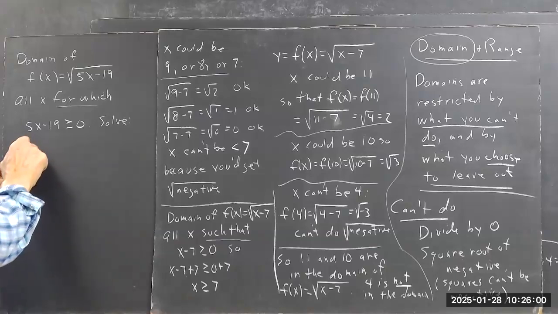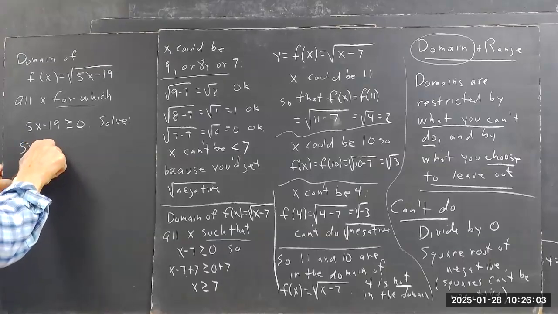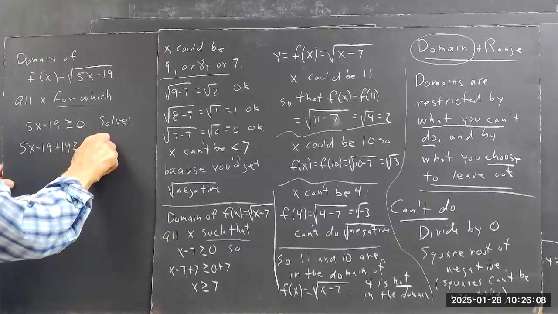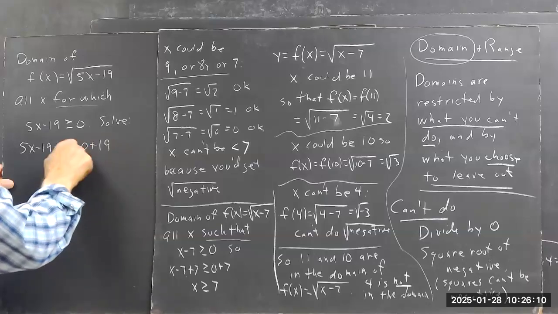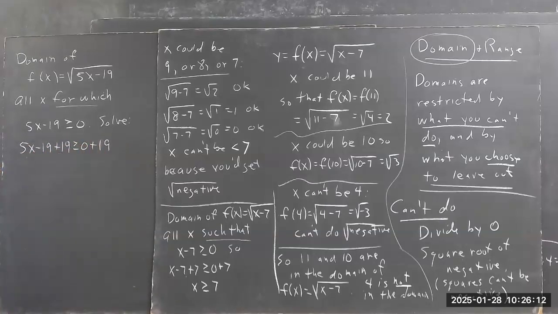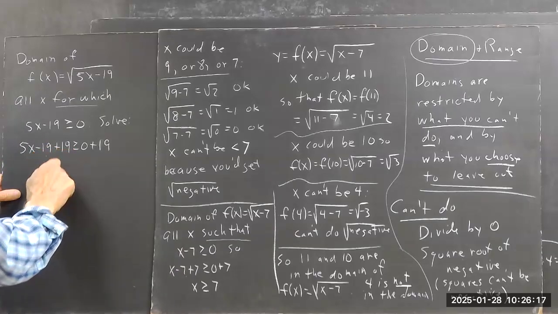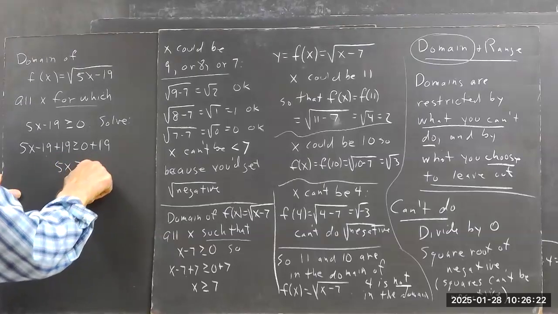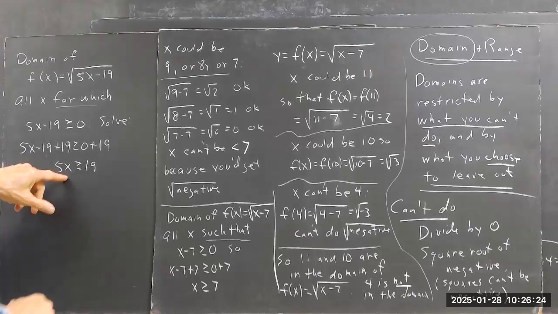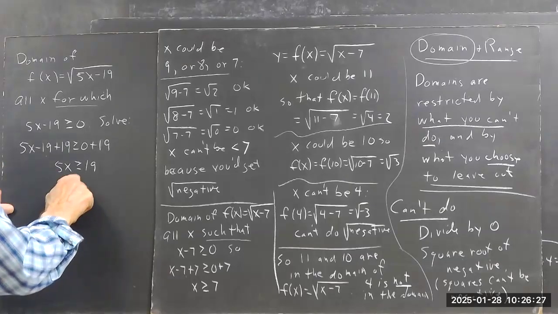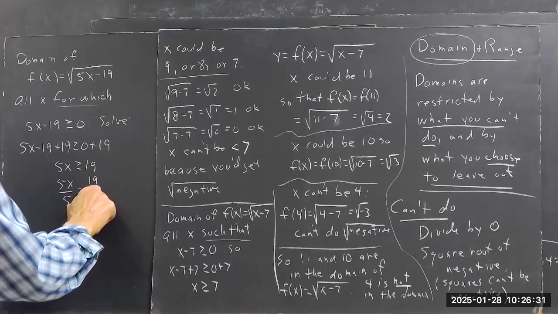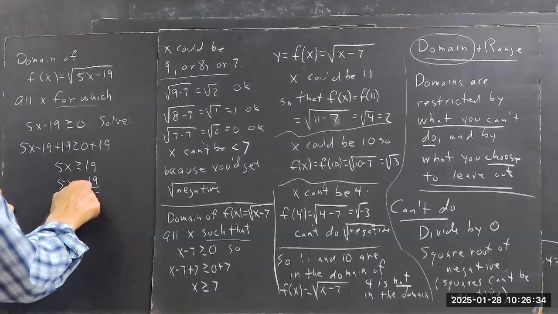To solve this, 5x minus 19 plus 19 would be greater than or equal to 0 plus 19. We just add 19 to both sides. And negative 19 and 19 is just 0, so we get 5x is greater than or equal to 19. And now we want to solve for x. Do it with an inequality. We just divide both sides by the same number.